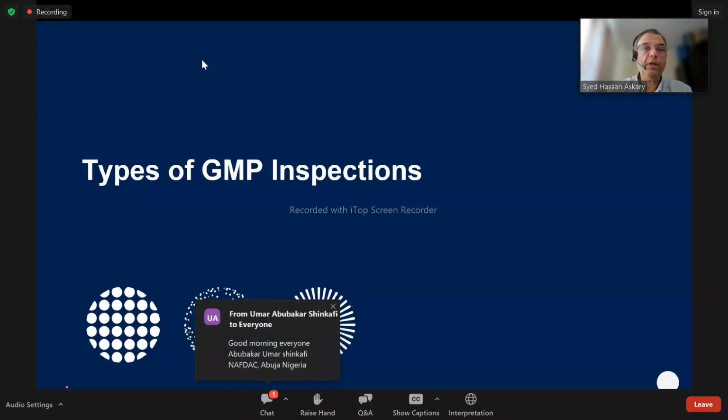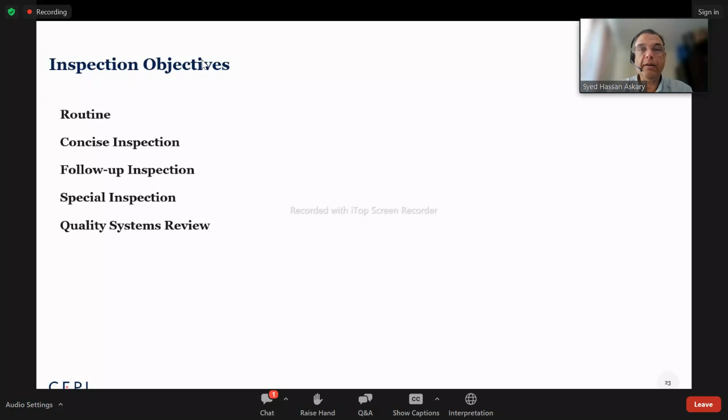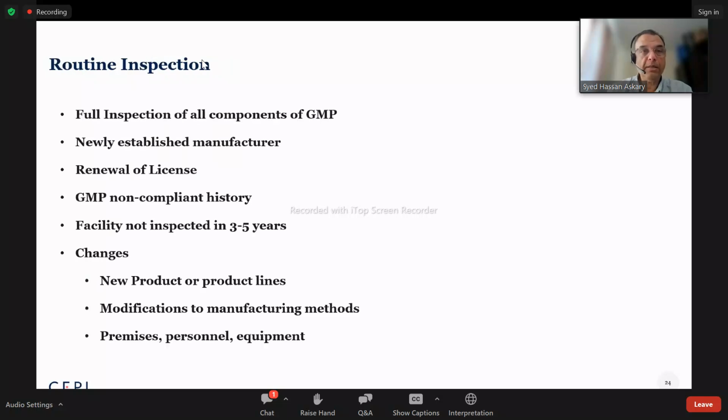Okay, types of GMP inspection. There are a few different types of GMP inspection, and I will quickly go through these inspections and highlight their requirements. The routine inspection is basically a complete GMP inspection. When do they do complete GMP inspections?